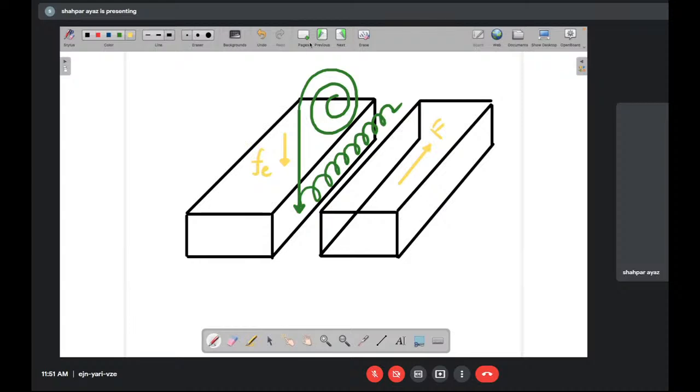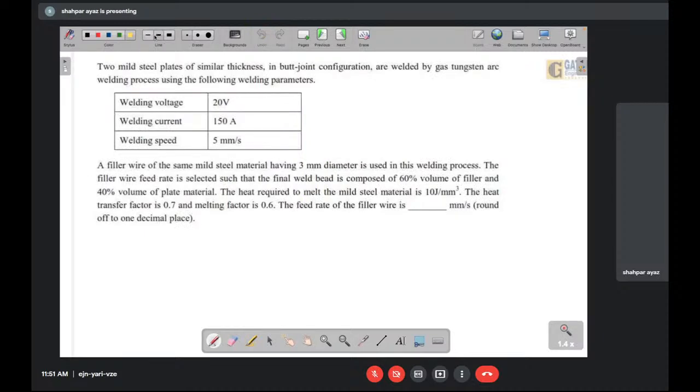Electrode feed rate is what we have to find. Now write the given values. What is given? Welding voltage V is 20 volt. Current I is 150 ampere. Welding speed capital F is 5 mm per second. The filler wire is of the same mild steel material, and the diameter of the filler wire is 3 mm.